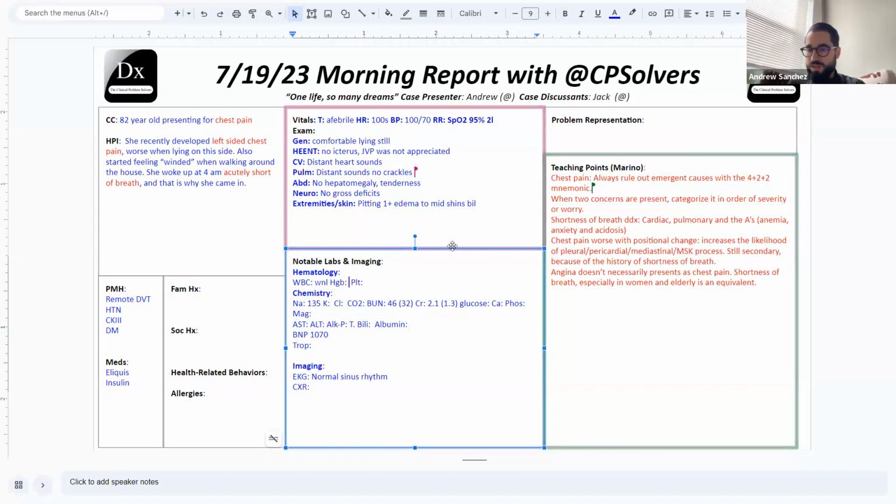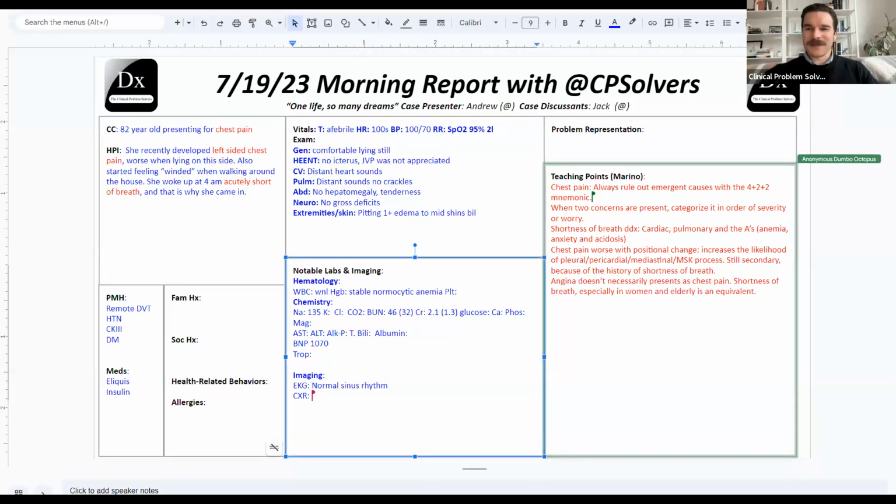And we got this initial chest x-ray on her. Let me try and share it for you all. If I could just have co-host, whoever's leading the meeting, that'd be awesome. Thank you. I got you, Andrew. Give me one sec here. Thanks, Jack.